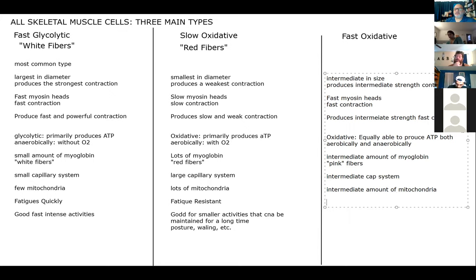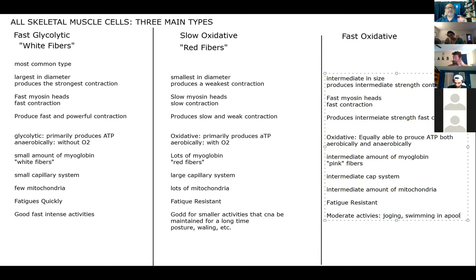Because they have some ability to produce ATP aerobically, that makes them fatigue resistant. And so these are going to be good for moderate activities. Things like jogging, things like leisurely swimming in a pool. I'm not talking about doing laps, but just a leisurely swim in a pool or a jog or things along those lines. And these, of course, as I mentioned, are our pink fibers.